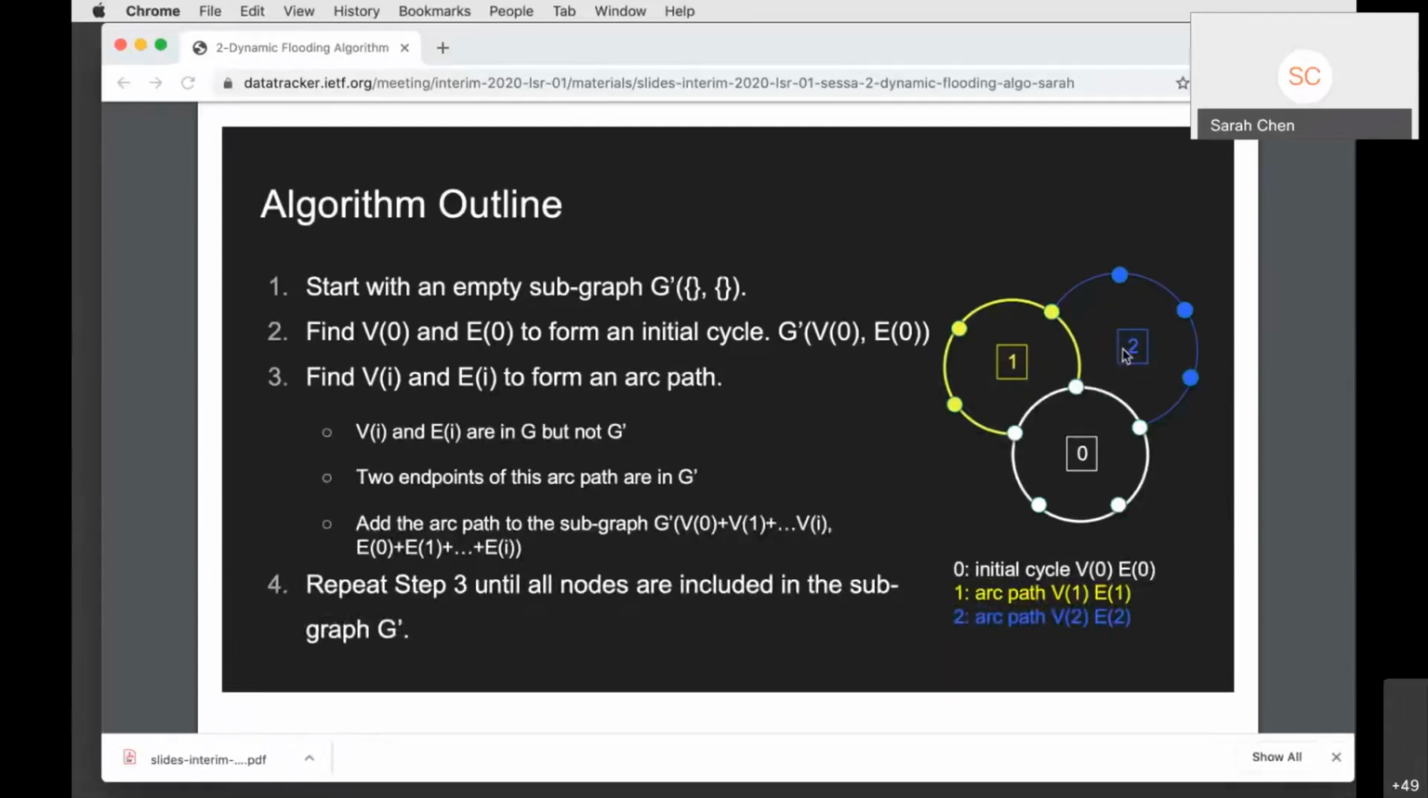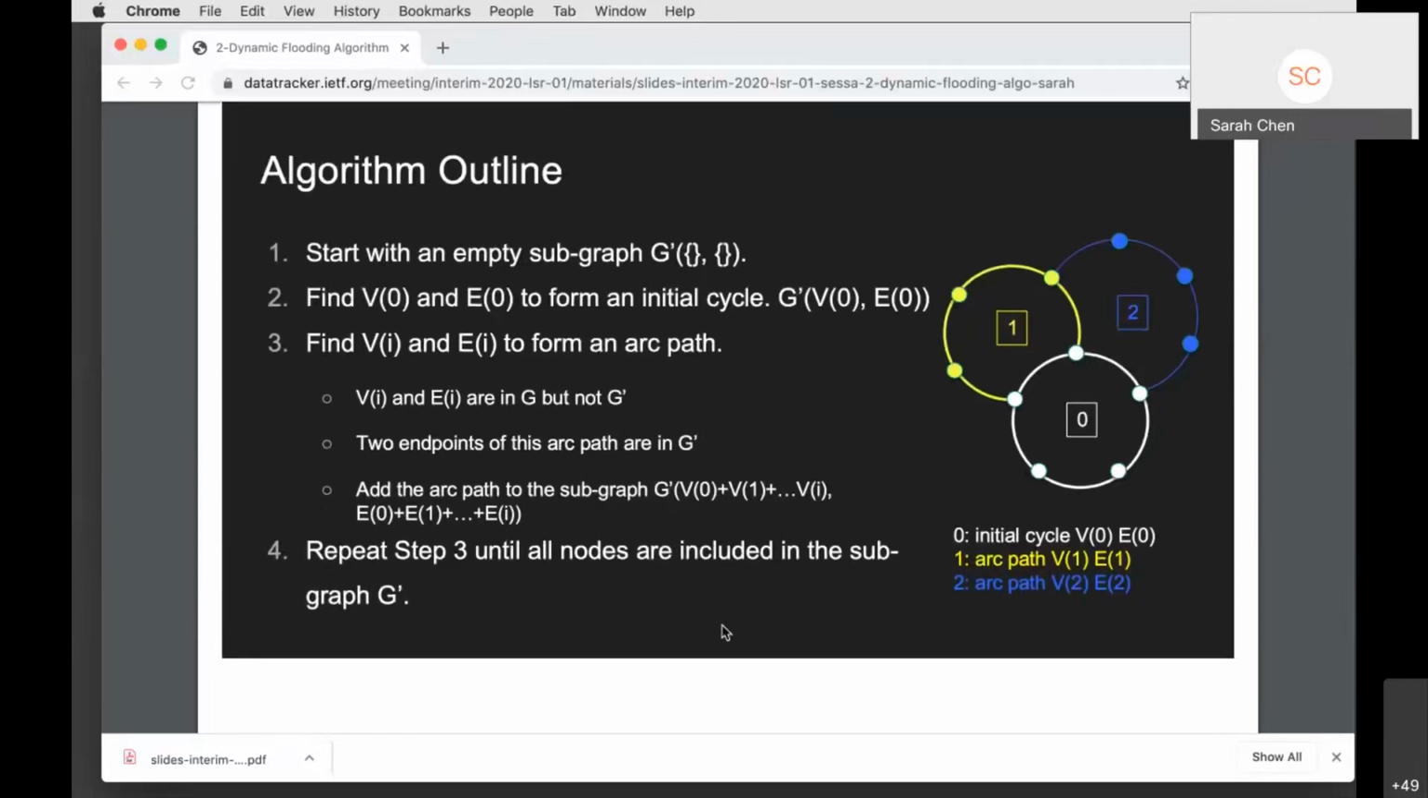In the second iteration, we find the blue arc, and the two ends of the blue arc land on the existing subgraph, which is the white cycle and the yellow arc. We keep doing that, expanding the subgraph by adding arcs until all the nodes are included in the subgraph. Then we get the flooding topology.